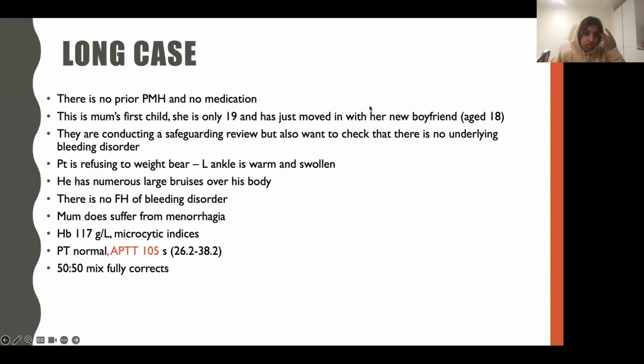Yeah, so I'm seeing some questions in the chat about 50-50 mix. I'll talk about that later. Essentially, a 50-50 mix that fully corrects means that it's not an autoimmune problem, which we'll talk about later. So that's all I can tell you at this stage.